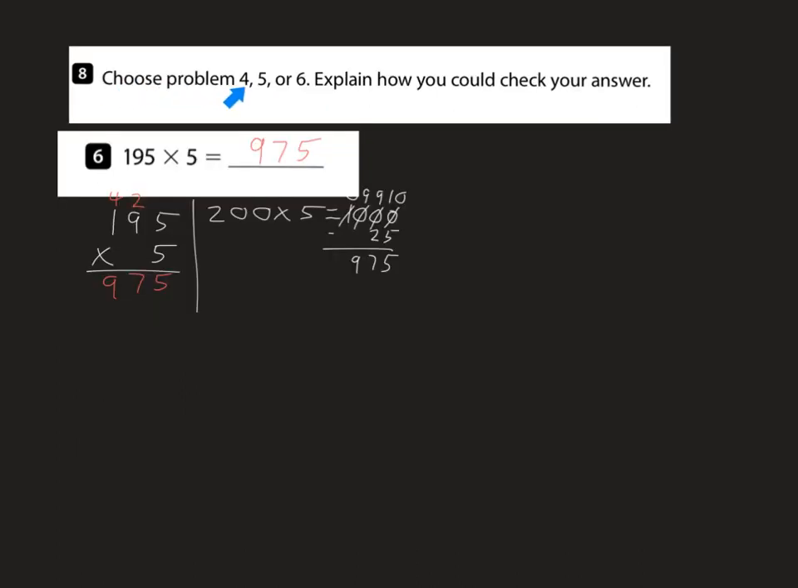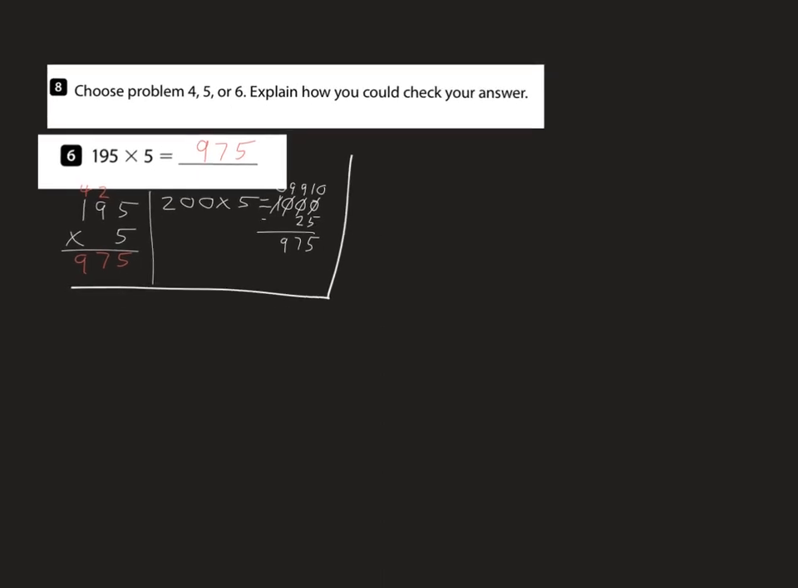Choose problem 4, 5, or 6. Explain how you can check your answer. Alright guys, so for this problem right here, I decided to choose problem number 6. 195 times 5, which equals 975. So when you're checking your work for multiplication, what you would want to do is use division.